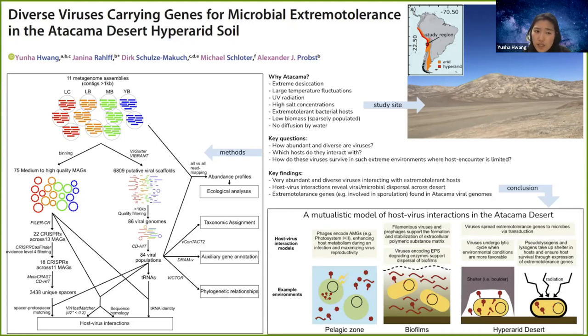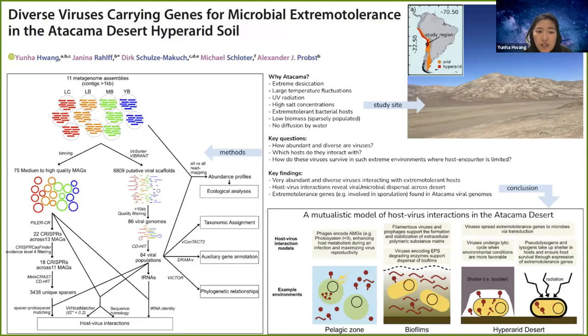In short, we detected the viral sequences in Atacama metagenomes and then matched them to their hosts from the same samples. And then we discovered not only are the viruses extremely diverse and also abundant, but there are also host virus interactions across the desert, indicating viral and/or microbial dispersal across hundreds of kilometers.